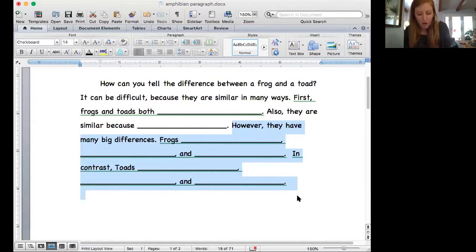For example, frogs have slimy, smooth skin. They lay eggs in clusters and they have teeth. In contrast, toads have dry, warty skin. They lay eggs in chains and they have no teeth. Okay, so pick 3 things for each. You'll need to pause. This part's a lot of writing. After this, we just have our closing sentence.